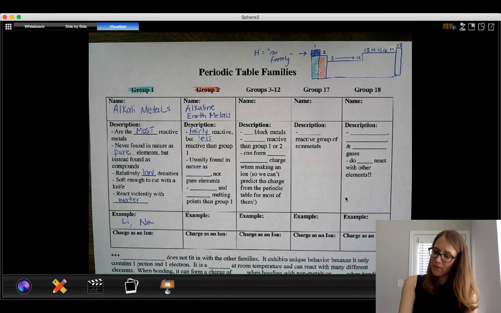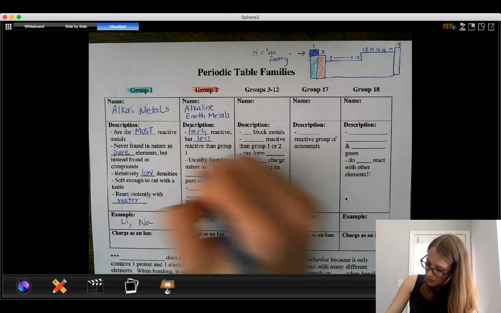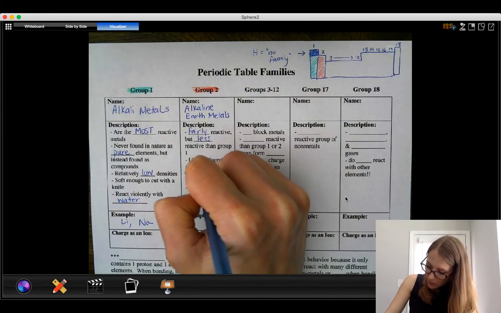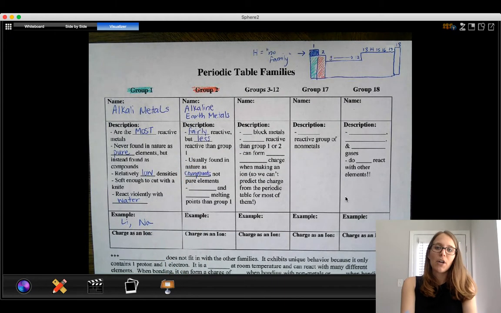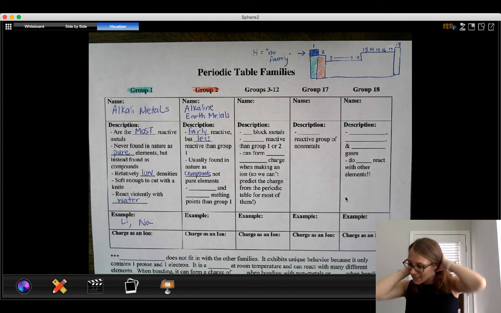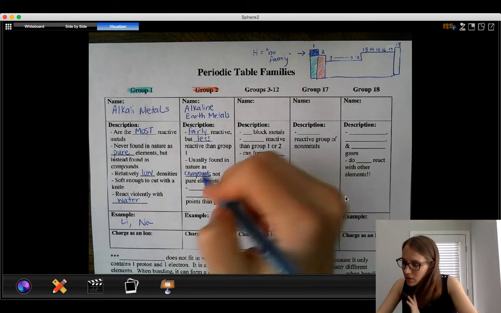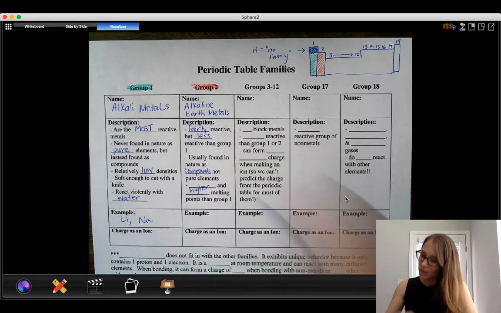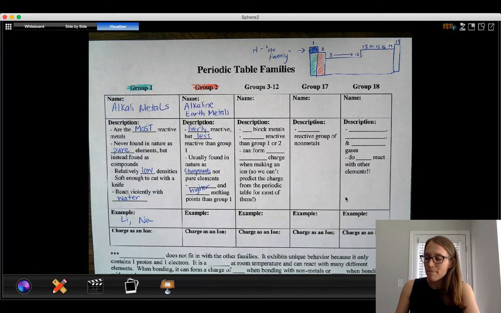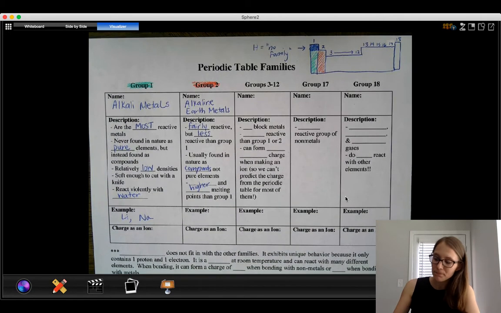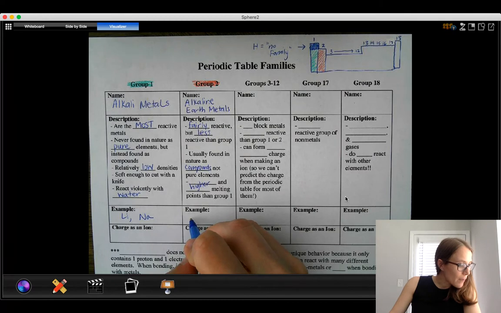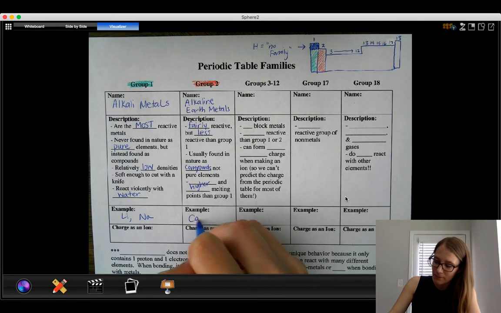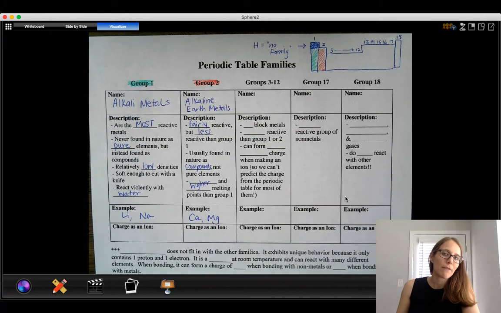They're usually found in nature as compounds. Not as pure elements. Not always going to be the case, but kind of a general thing again. And they are going to have higher melting points and density than group 1. So for some examples from group 2, calcium, magnesium would be examples of those.